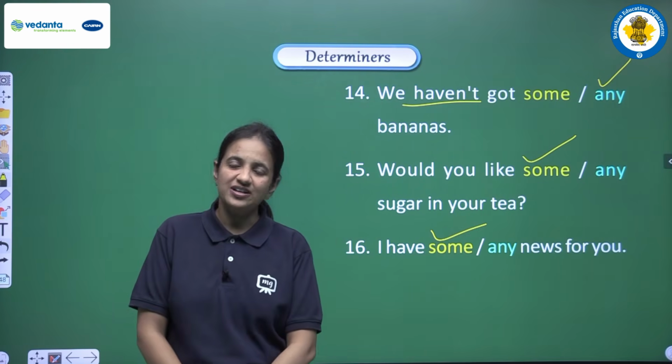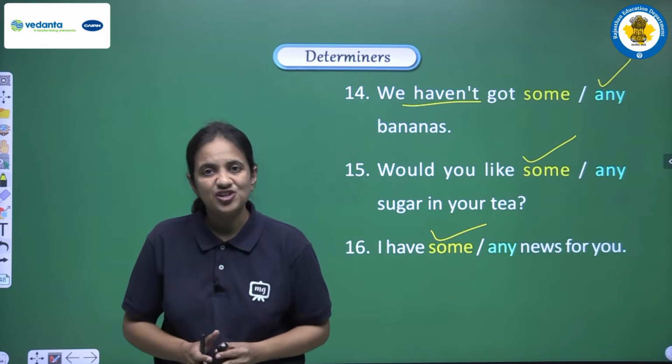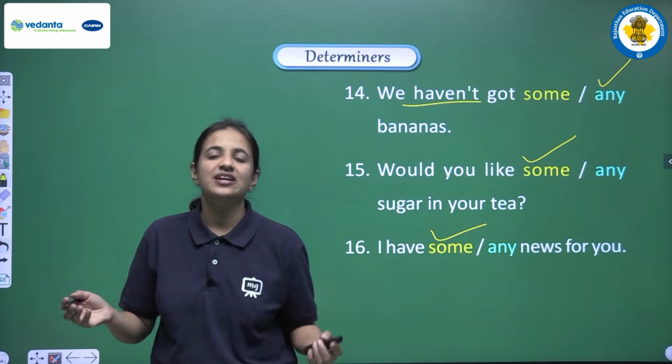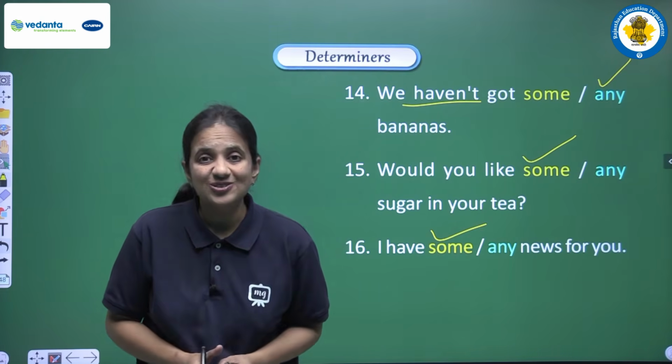So now I am sure that these two determiners, some and any, are very clear to you all, and the different uses when these two determiners are used are also clear to you all.